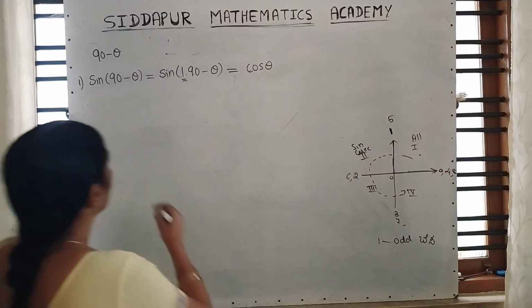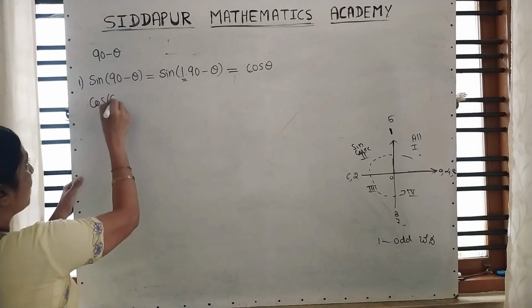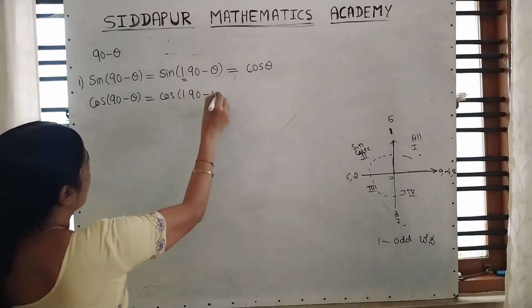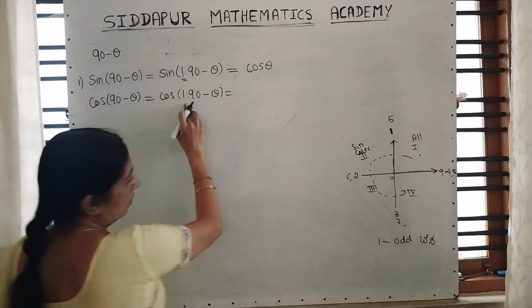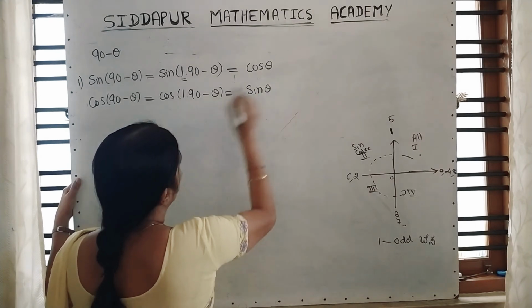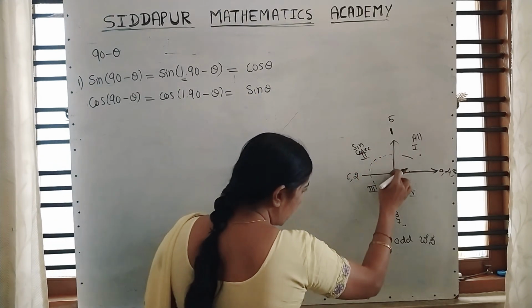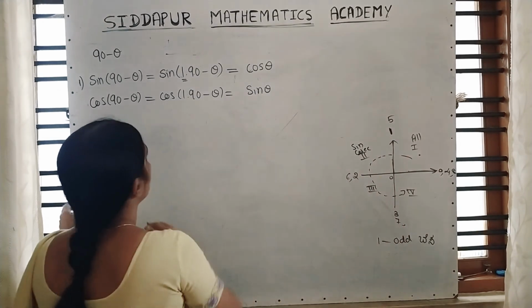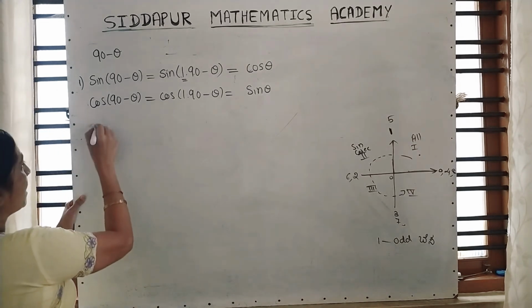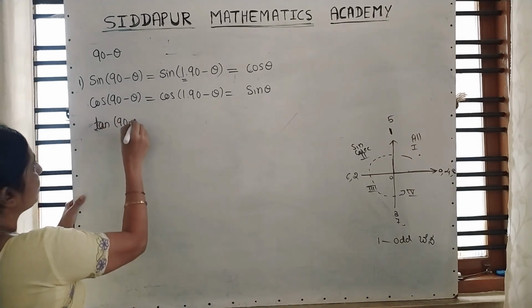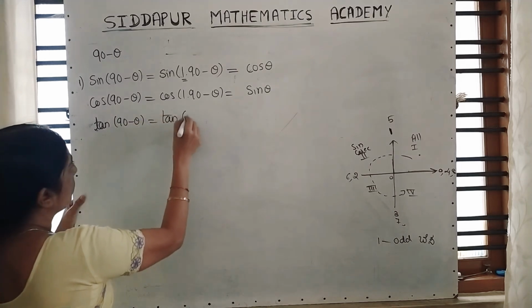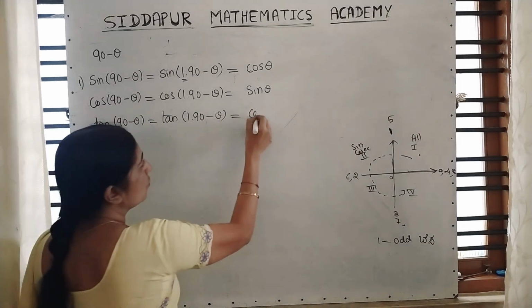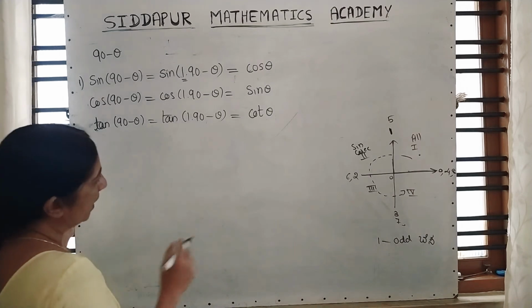Remember that. Next, cos of 90 minus theta. Cos of 1 into 90 minus theta. 1 is odd, so cos changes to sin. It is also the line 1 into 90, and minus means previous. In the first quadrant, all are positive, so the answer is positive. Tan of 90 minus theta. It is tan of 1 into 90 minus theta. 1 is odd, tan changes to cot, and it also comes in the first quadrant. Again it is positive.